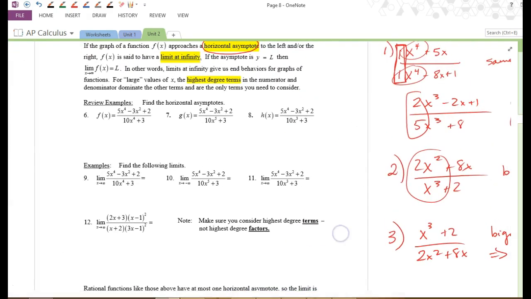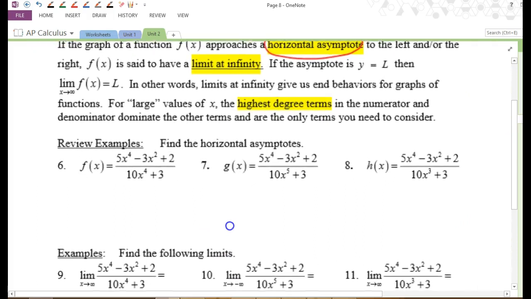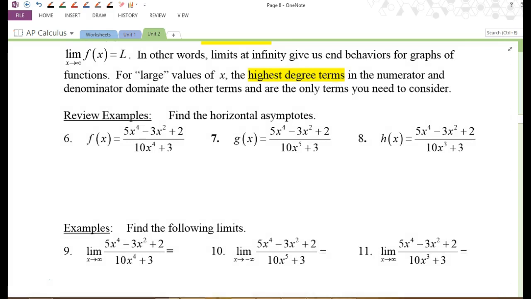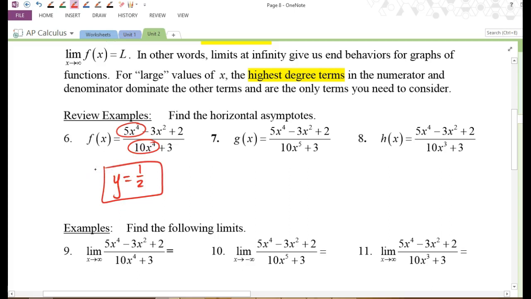Okay, so to use that in our examples, number 6 says, let's find the horizontal asymptotes. So which case do we have for problem number 6? I'm looking at 5x to the 4th and 10x to the 4th. They're the same, so therefore my asymptote will be at y equals 5/10, which we all agree should be 1/2 simplified.